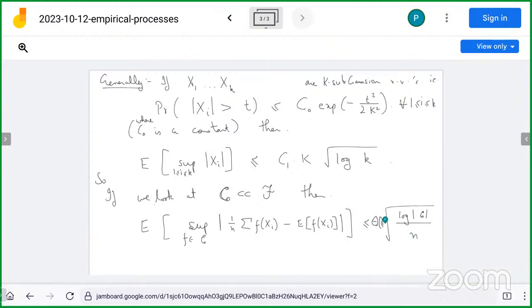Okay. Why is this? Sorry, is there a mistake in this one, the expectation of sup? K looks a bit too big. No, capital K is the sub-Gaussian constant. Oh, yeah, I got it. Sorry, let me not call it K.